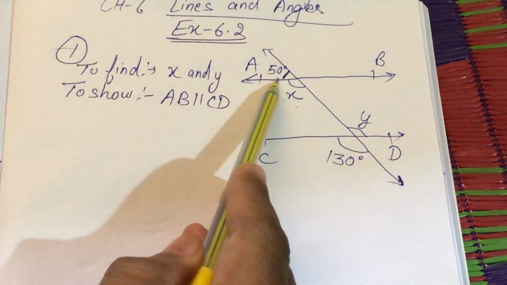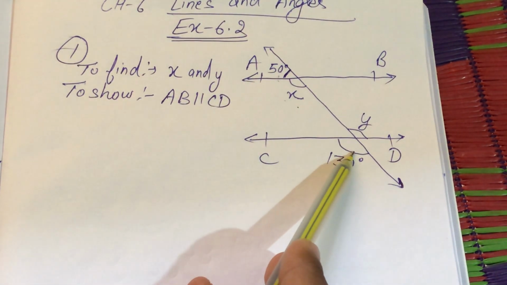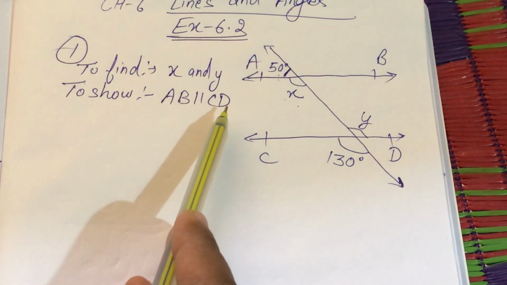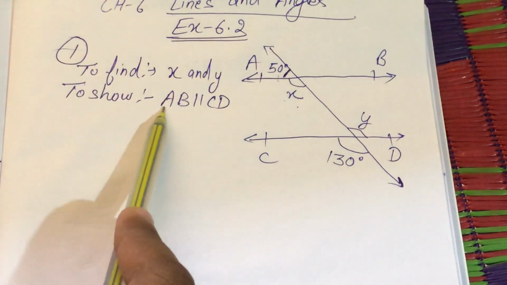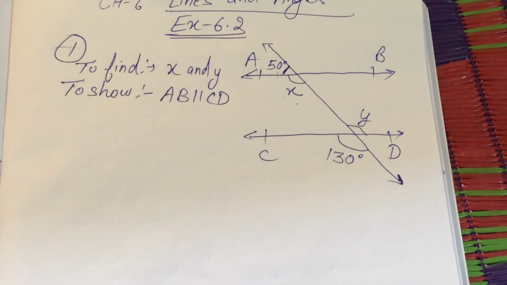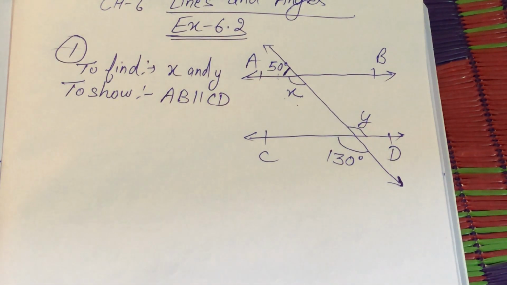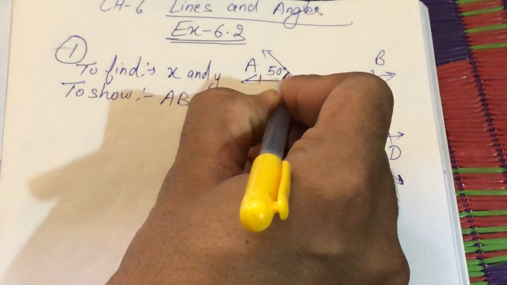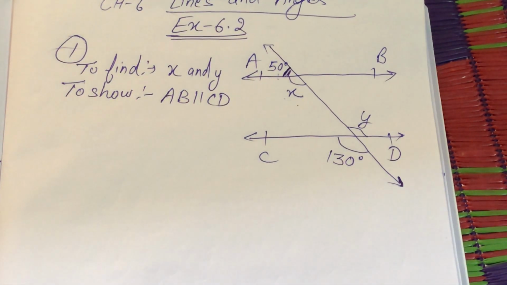Some things are given. This angle is 50 degree. This is 130 degree. These are given. But some things we need to prove, we need to find, we need to show. That I have written here. So let's start. Just for a moment, I'll take this 50 degree as angle 1. इसको मैं angle 1 ले लेता हूँ. I'll write angle 1 here.